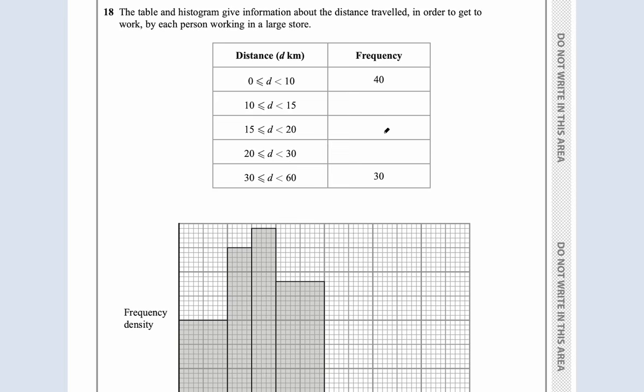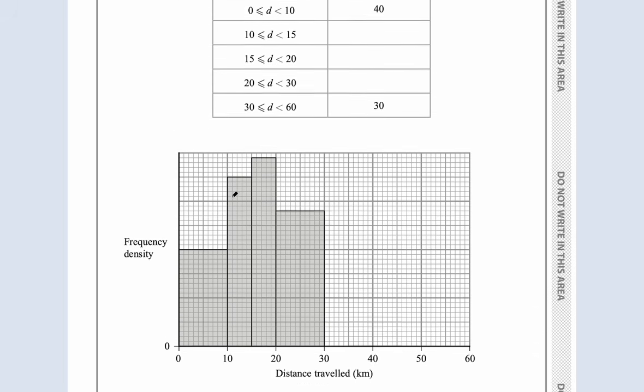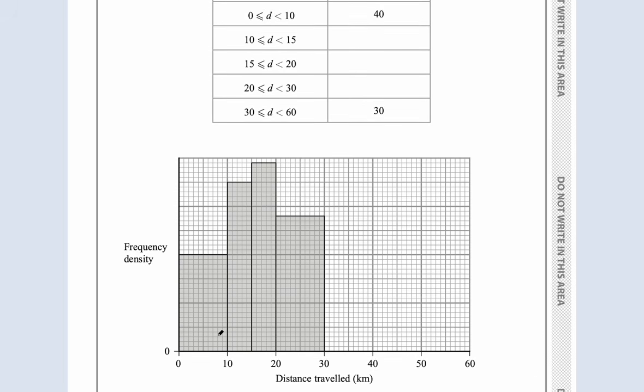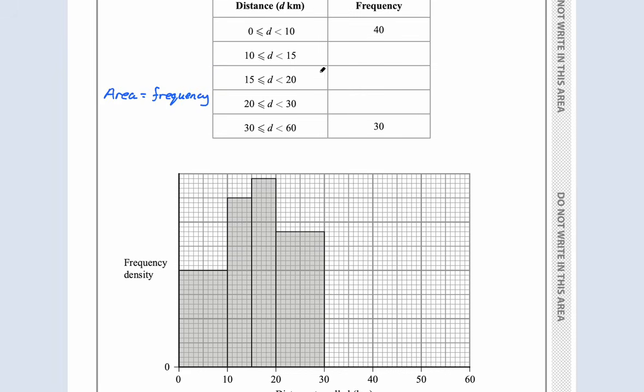Okay, we have a table and histogram with information about distance traveled in order to get to work by each person in a large store. So the distance, if you're between 0 and 10, let's have a look at this histogram. If you're between 0 and 10, you take 40. 30 and 60, you take 30. So remember, guys, the area is the frequency. That's the key to these questions. So the frequency, which is 40, is the area.